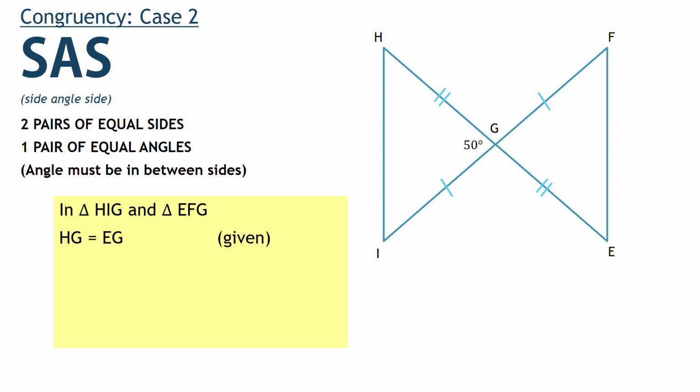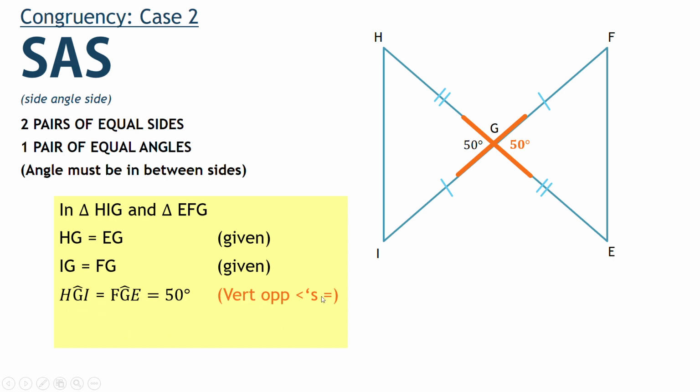Okay, well, they gave me that HG, which is this line here, is equal to GE or EG. That was given to us in the diagram. They also gave us that these 2 lines here were equal to each other, given to me on the diagram. Then they haven't given me anything else, but I can see that I've got vertically opposite angles here. So I can see that that angle there is also equal to 50, so there's the 2 angles that are equal to each other, not given. The reason would be vertically opposite angles equal.